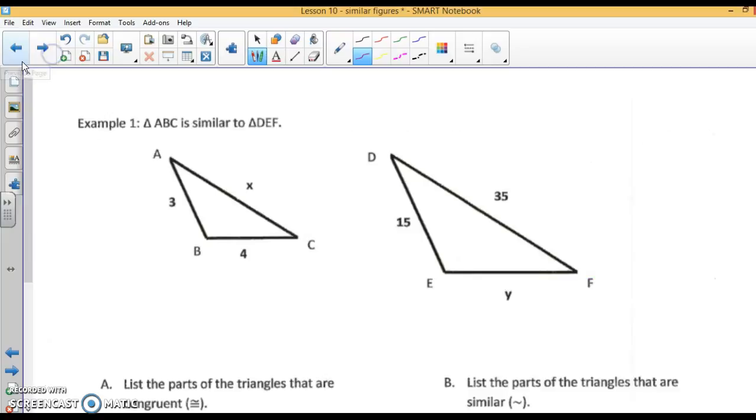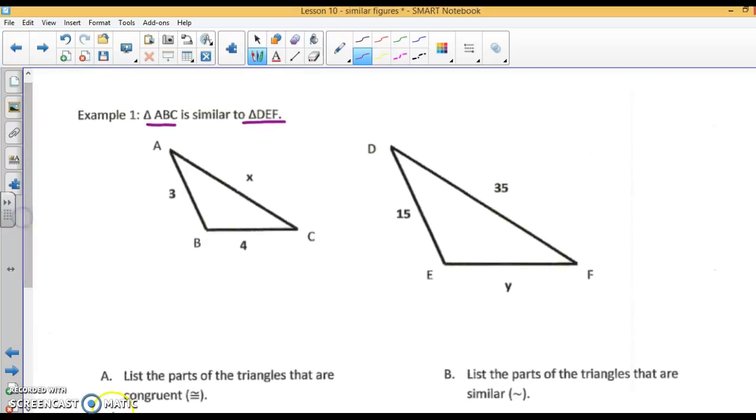All right, let's look at this. Triangle ABC is similar to triangle DEF. Now, you can find similarity right from here. It says, list all... I'm not going to scroll up, I'm going to answer these questions, so you'll be in your note packet. A says, list all the parts of the triangle that are congruent.